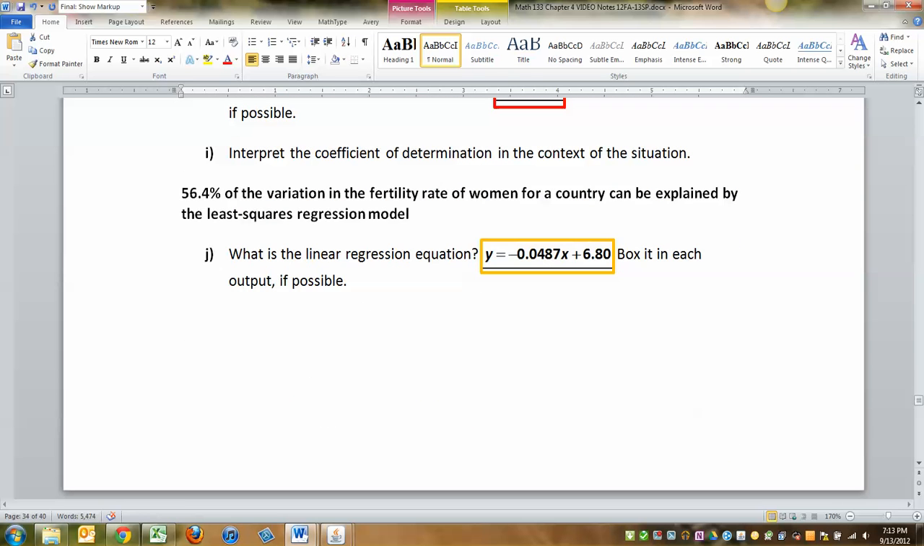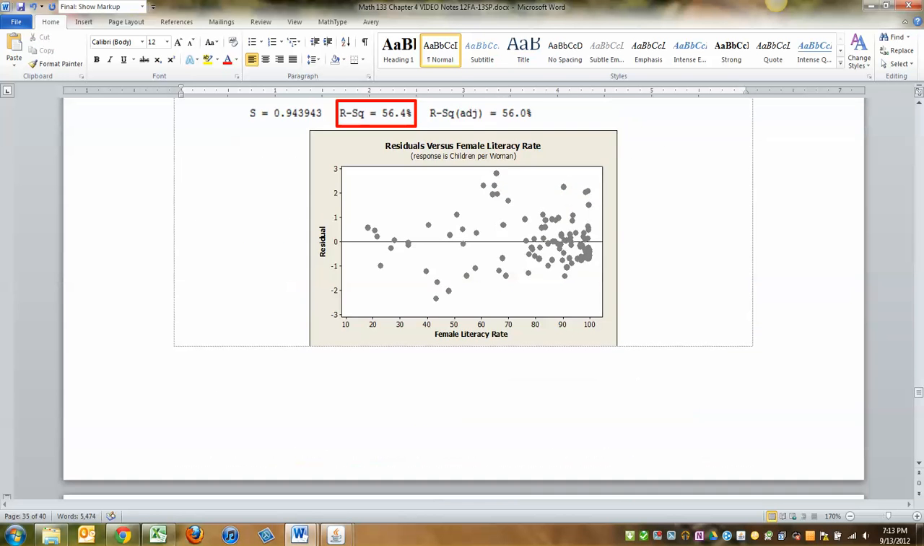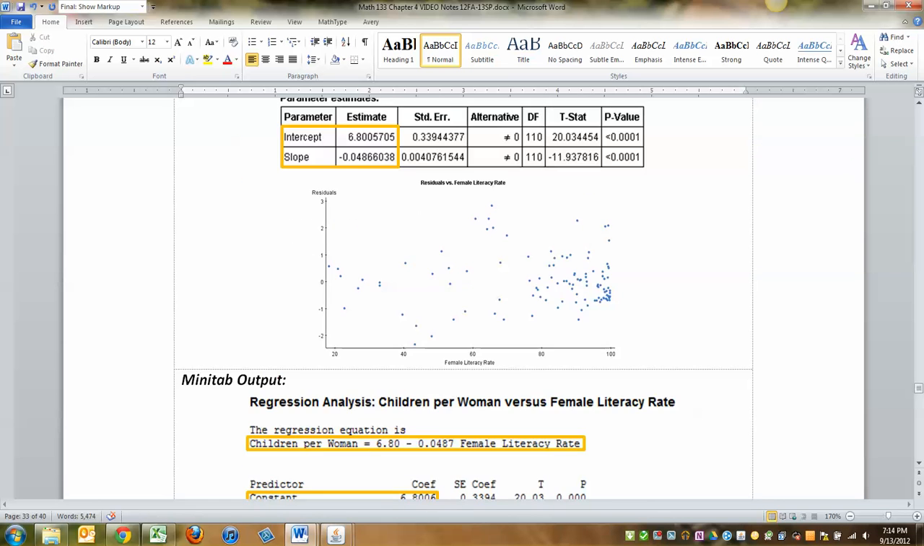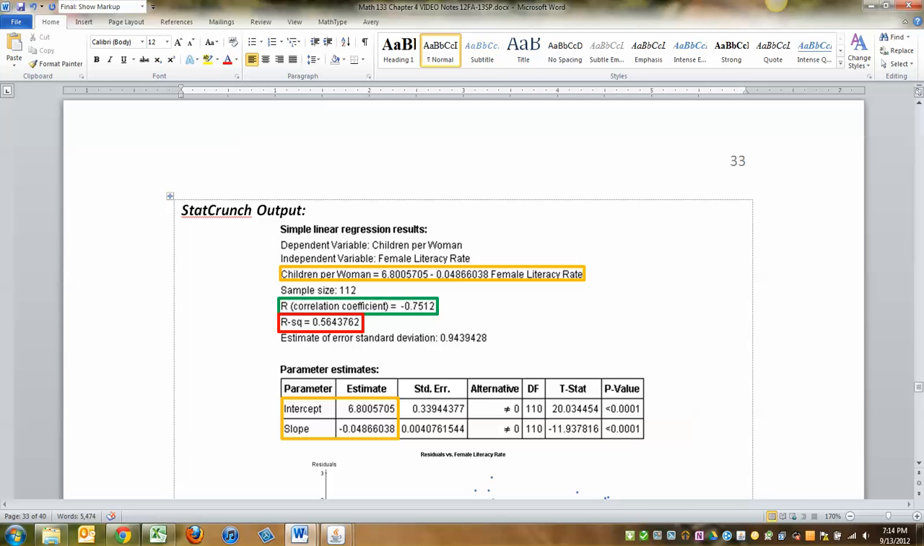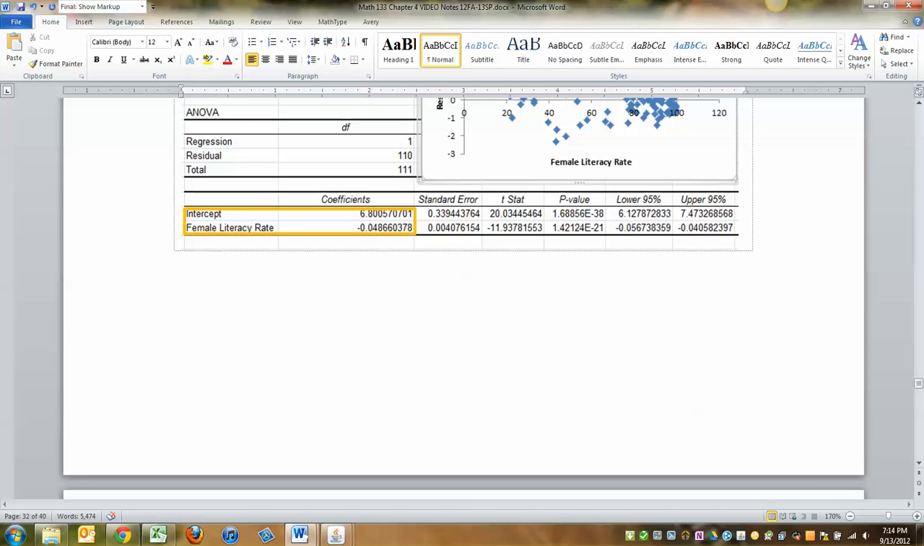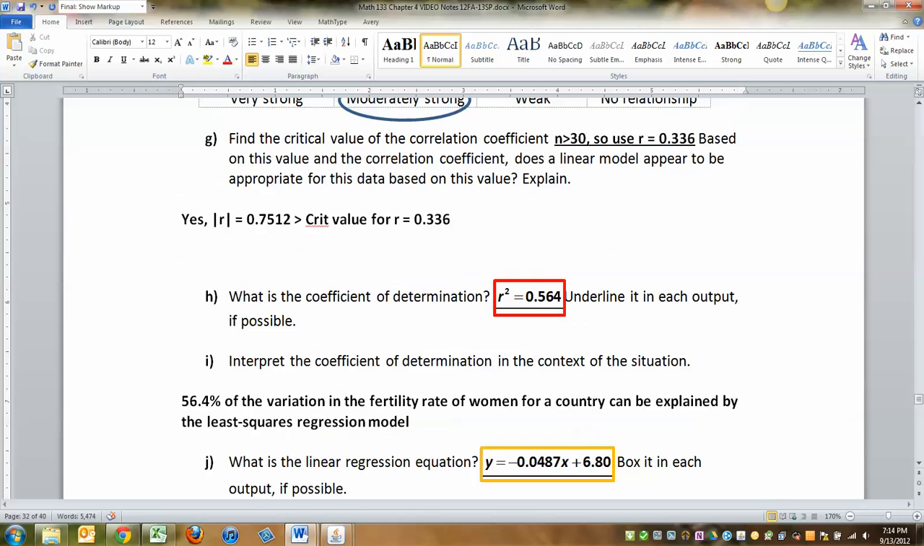Done. So I boxed all those in orange. Now, what is the slope? Well, we just talked about it. They show it, let's see. Here, female literacy rate, there it is, negative 0.0486. This one, I love StatCrunch. They tell you it's a slope. Right there that says slope. But it's also up here, 0.04866, and then female literacy rate right there. StatCrunch is the easiest to read of all of these, at least for a beginning math student.